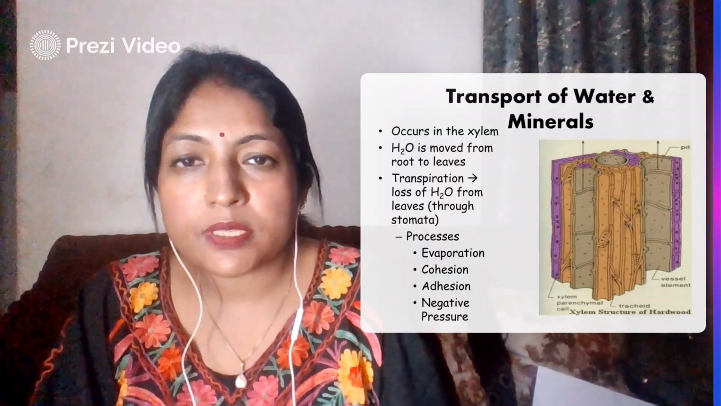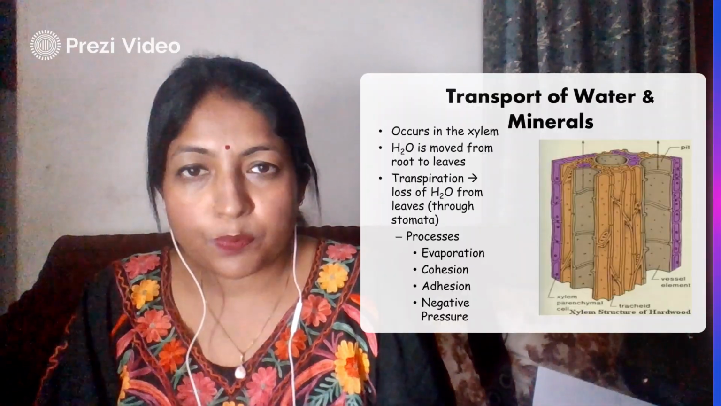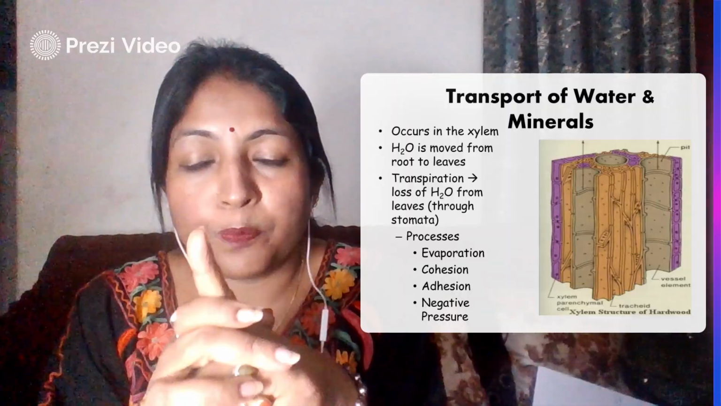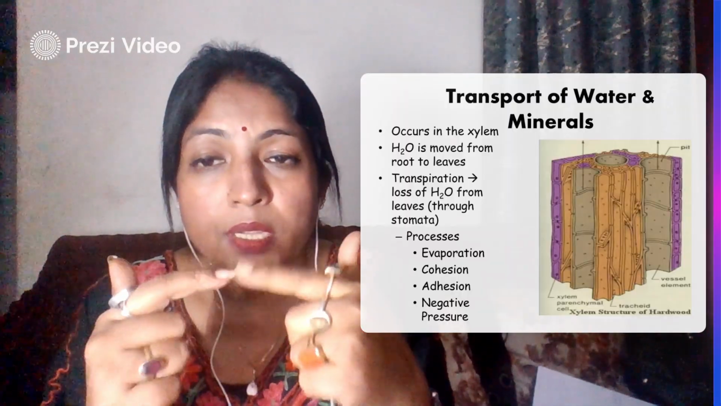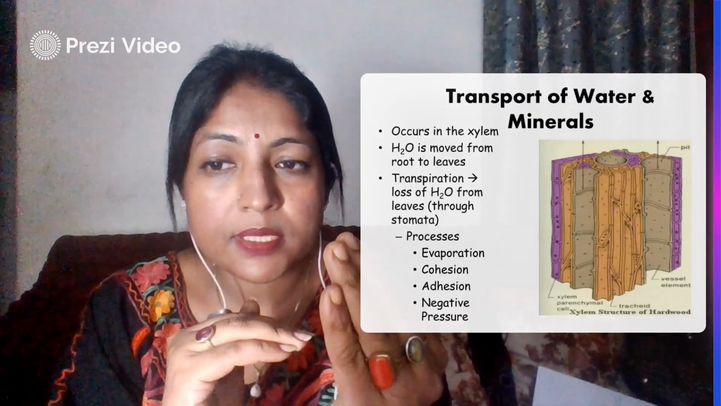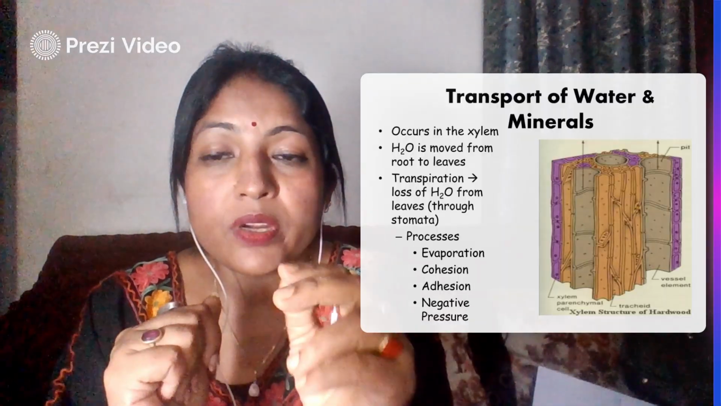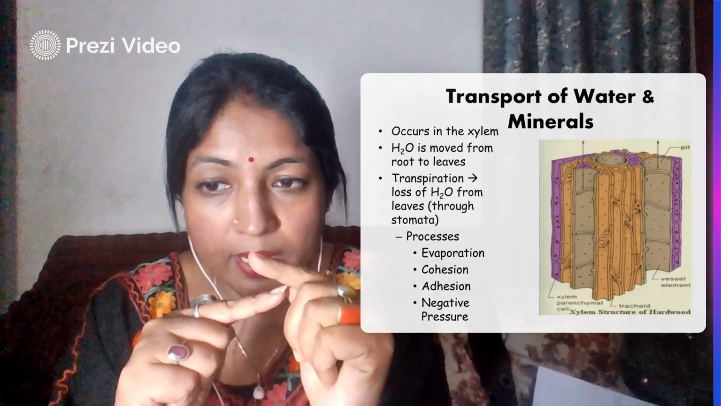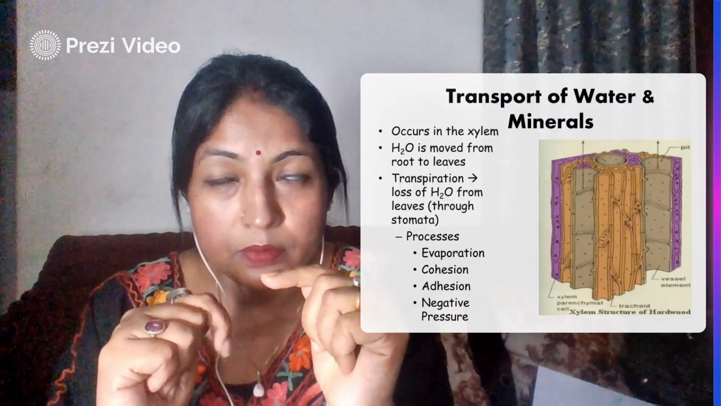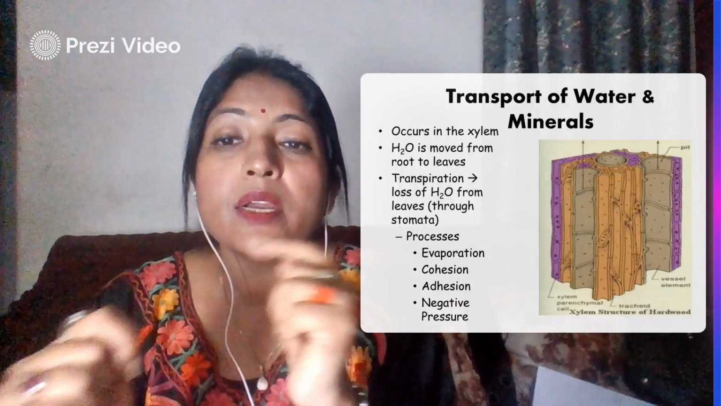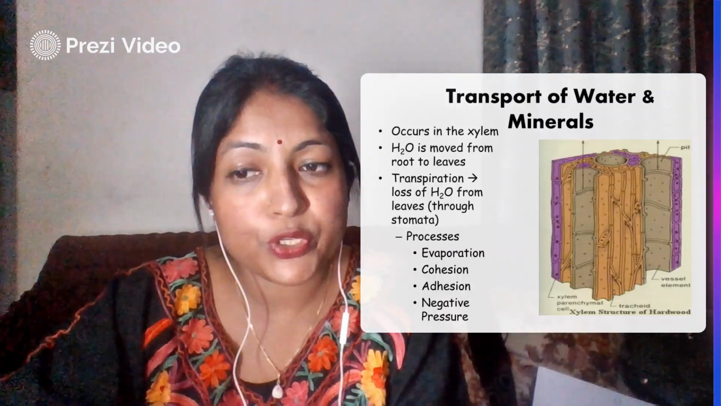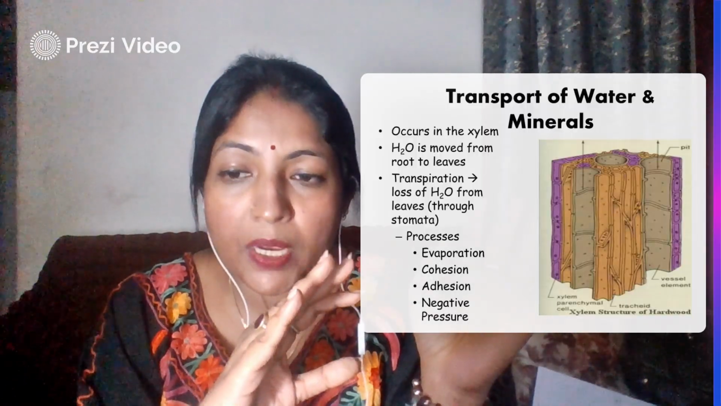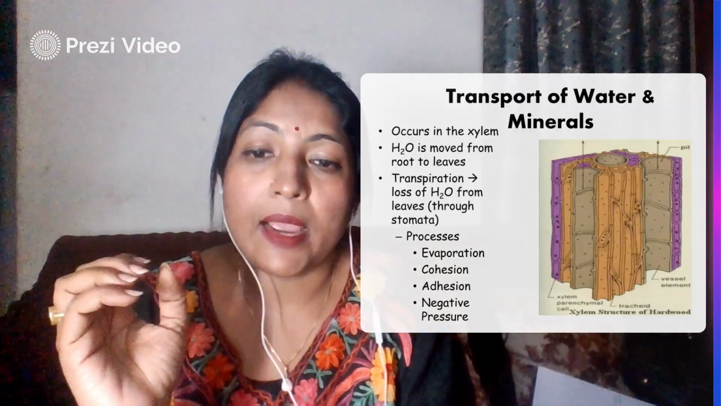Transport of water and minerals mainly occurs in the xylem, and first process is absorption by roots. Root hairs absorb water and minerals from soil by osmosis. Second process is movement into xylem. Water and minerals move from root cells into xylem vessels in the roots. And third one is transport through the xylem. Water travels upward through xylem vessels due to transpiration pull, capillary action and root pressure. And fourth one is water carries dissolved minerals to leaves and other parts of the plant where it is used for photosynthesis and cell processes.